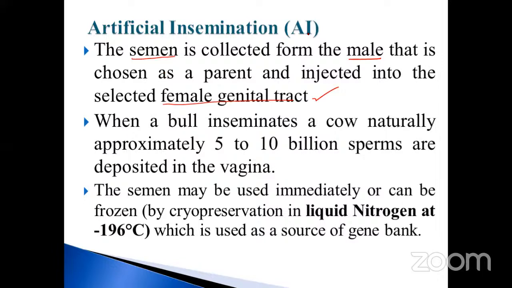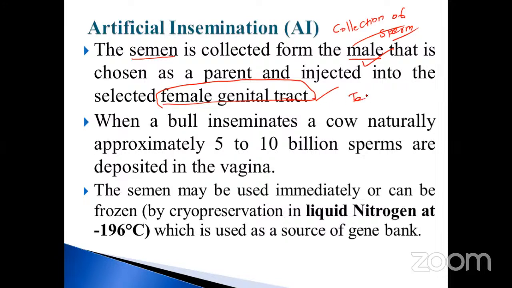So this is the point. Here, the meaning of artificial insemination is nothing but the collection of sperm from the male. After the collection, it can be transferred from one place to another, one country to another country, one district to another district. And also after the collection, it may be stored and then transferred into the respective selected female genital tract. That is very important.